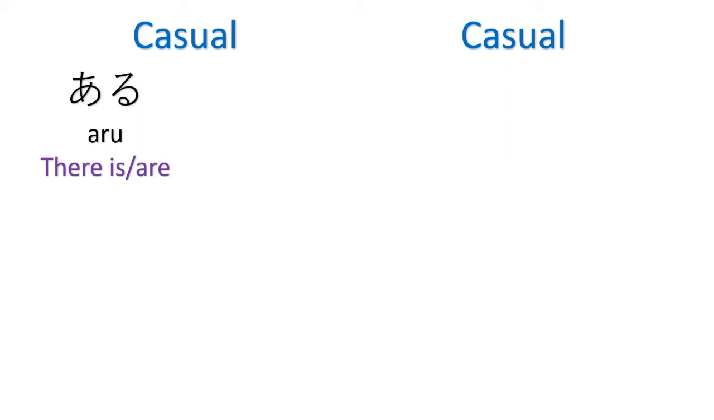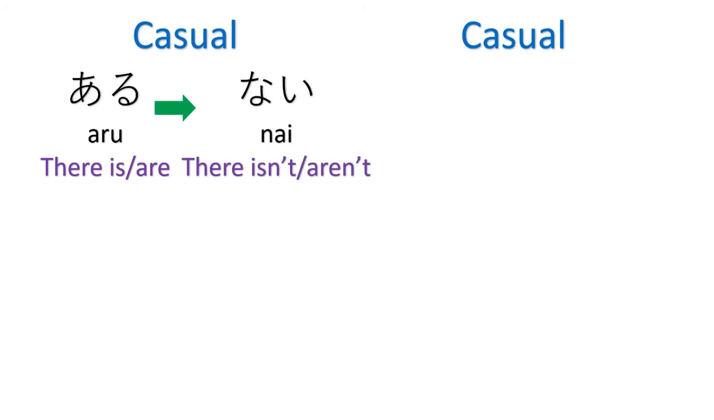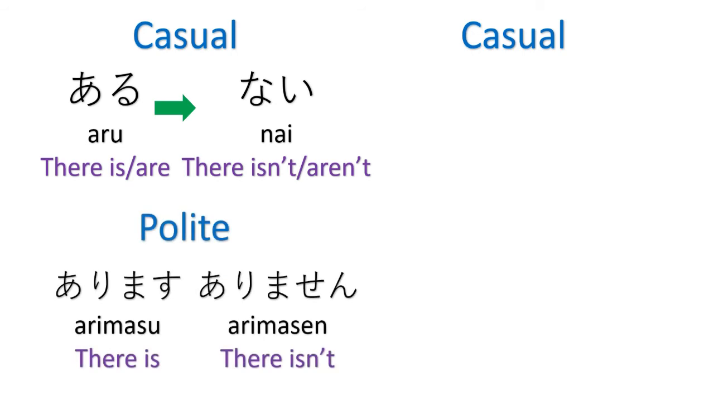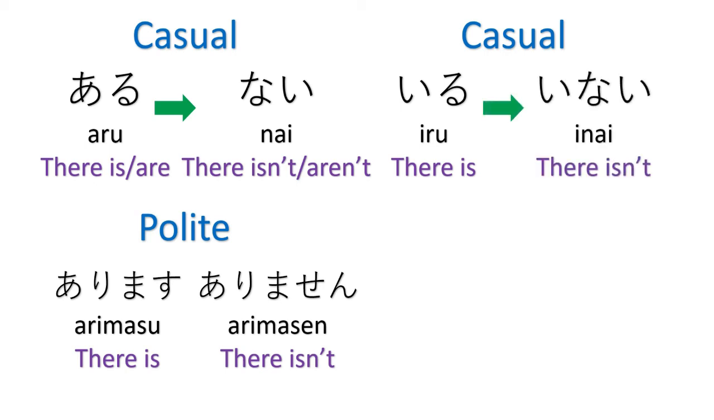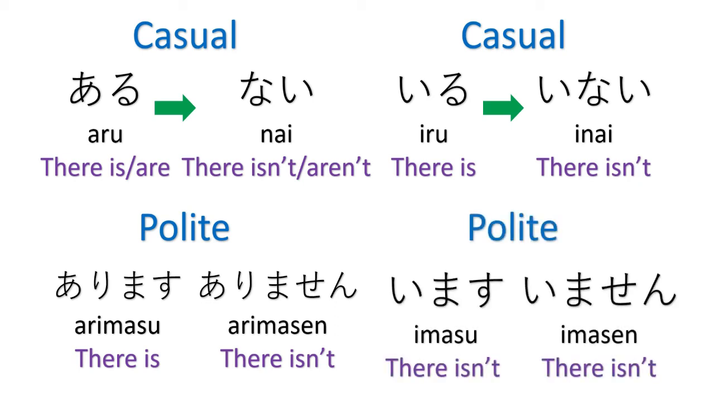Now here, aru. Aru also has a different rule. So aru becomes nai. Here we totally change everything and it becomes nai. And if you remember their polite form, arimasu and arimasen. For iru, iru is actually a ru verb. So we follow the rule for ru verbs. And it becomes inai. Their polite form is imasu and imasen. It is much easier to remember the polite form, of course.